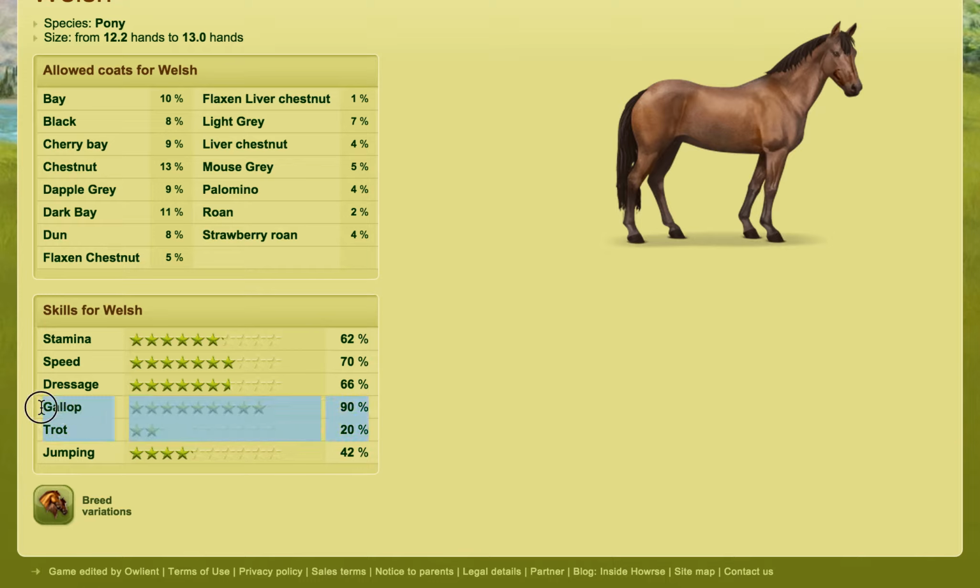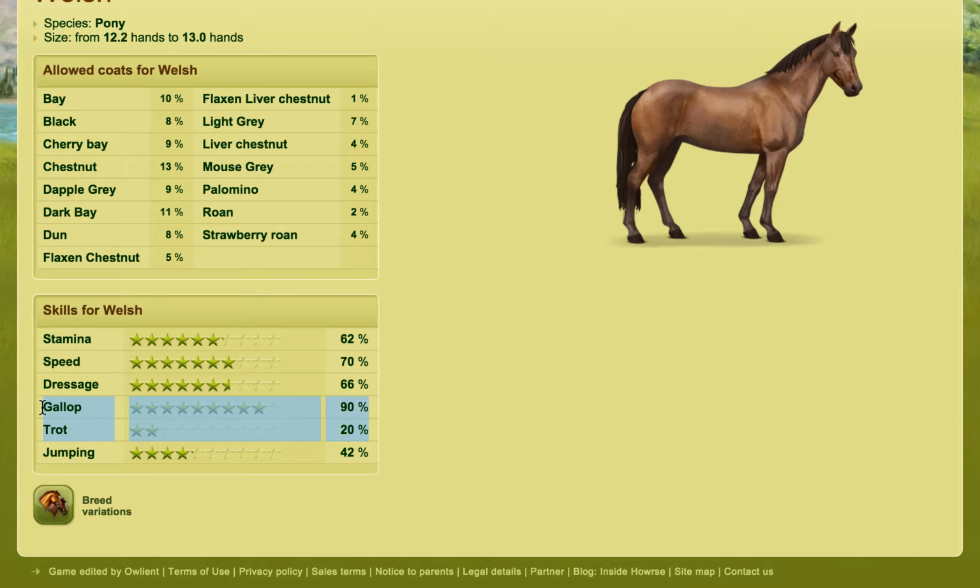So, for example, if you wanted to make this Welsh horse better in trot than it is in gallop, I'm pretty sure from what I've tried over the years, you can't do it with a purebred horse. You hit that wall. The way that these are hard coded into the game is to prevent you doing that.